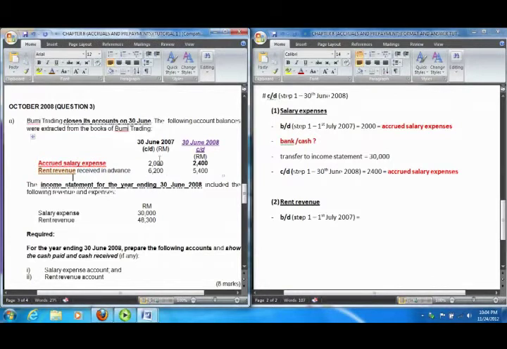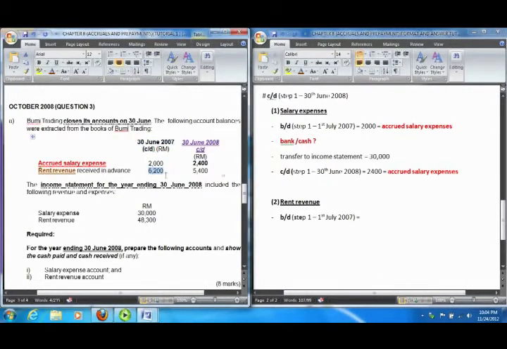Rent revenue. Alright, class, 30th June 2007 is your CD for 2007. However, the question only required you to open an account for the year ending 30th June 2008. So you need to find your 1st July 2007 information. Yes, the question has given you 30th June 2007 as carried down. Carried down means that the amount will be brought to the next accounting period.